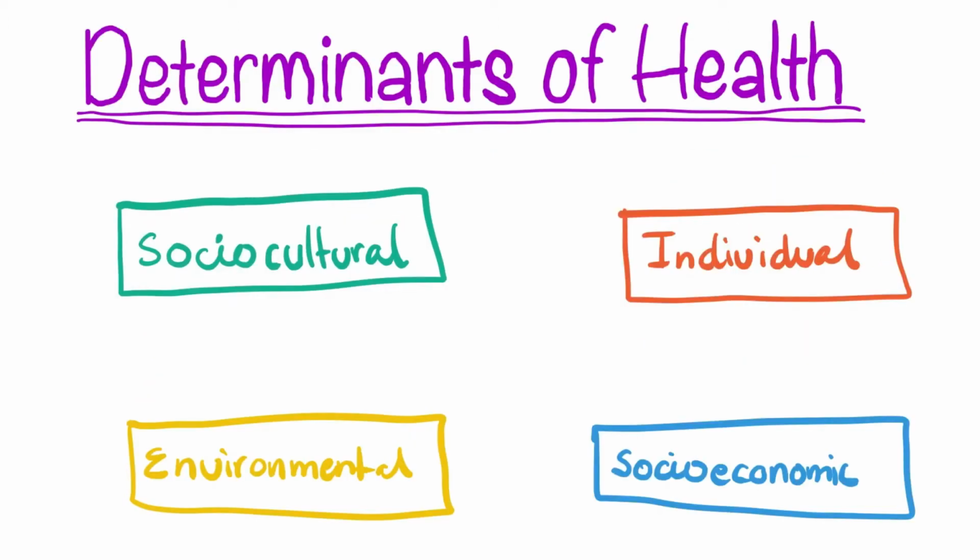So this is the final video in this series for the determinants of health. So if this is the first time you're watching a video on determinants of health, you'll need to go back and have a look at the individual determinants, the socio-cultural determinants, the socio-economic determinants, because this video will look at the environmental determinants.